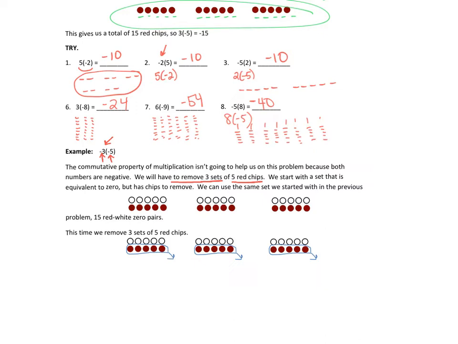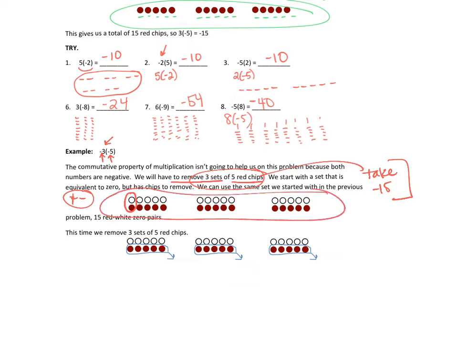So if we want to take away 3 sets of 5 red chips, well, we already know that we want to take away 15 red chips from the previous problems. In order to take those away, we have nothing to begin with, so we can make these 0 pairs. This was where we had a white and a red, but that's really like the plus and the minus, where together that's a 0. So if you look at what we have, this whole entire quantity here is really just 0.